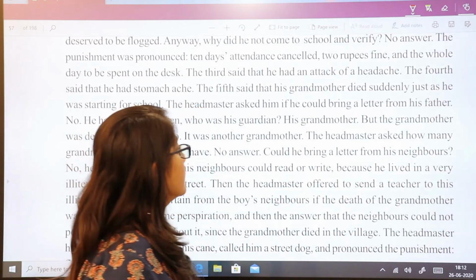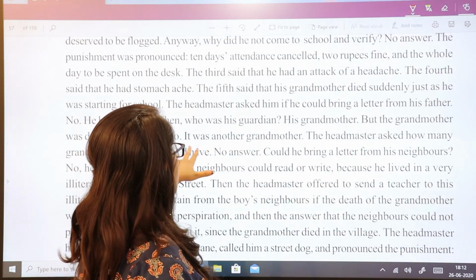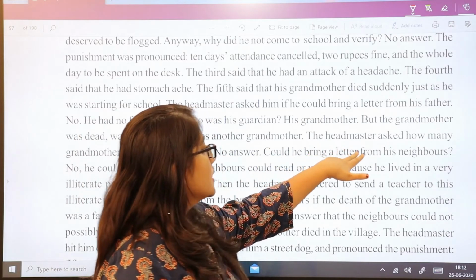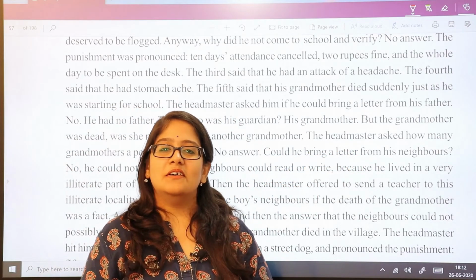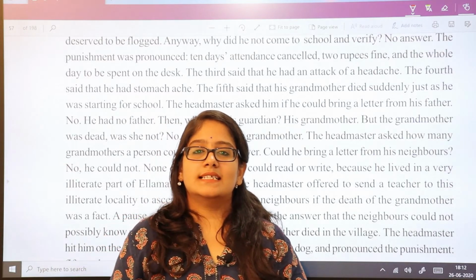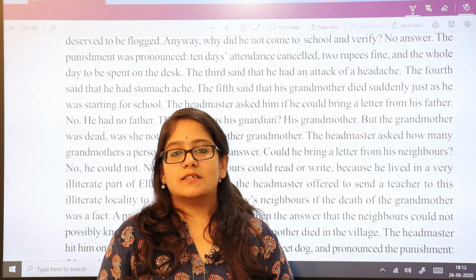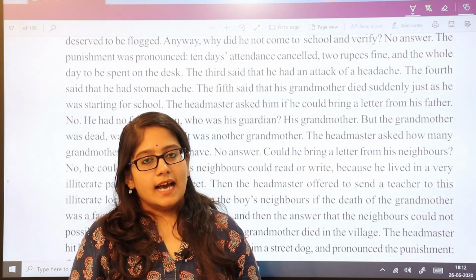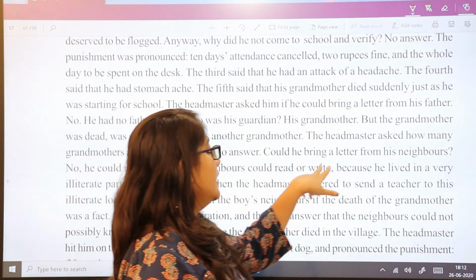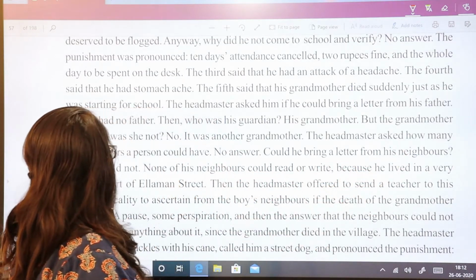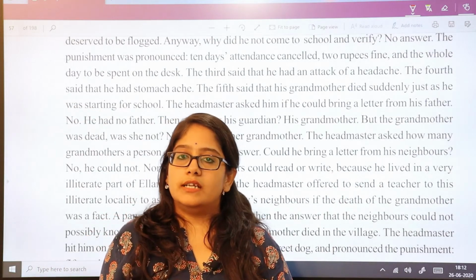How is this possible? But the grandmother was dead, was she not? No, it was another grandmother. The headmaster asked, how many grandmothers could a person have? So the boy said another grandmother was looking after him. Now the headmaster is quite surprised. He asks the boy, how many grandmothers do you have? No answer. Could he bring a letter from his neighbors? No, he could not. So the headmaster asks the boy, could you bring the letter from the neighbors?